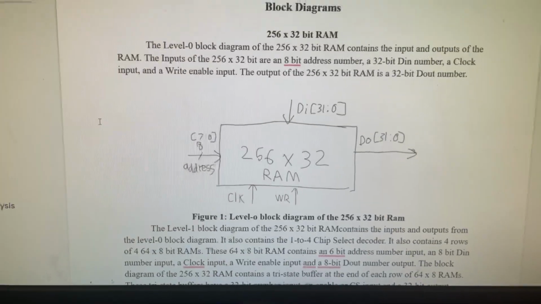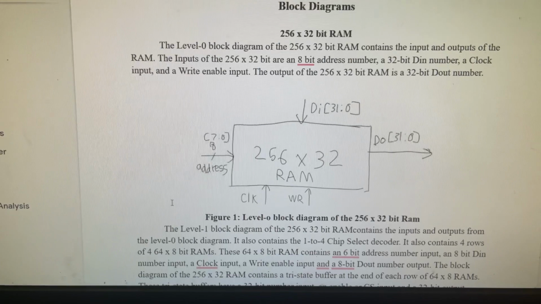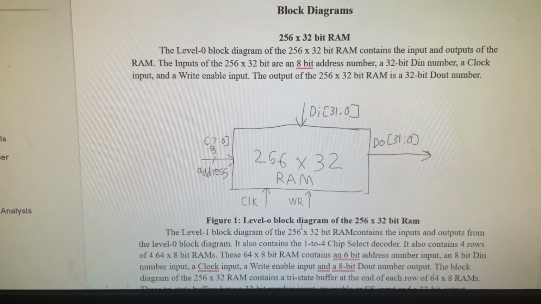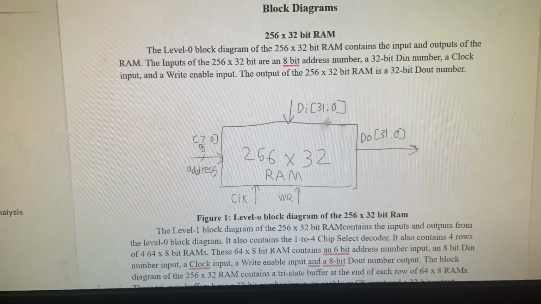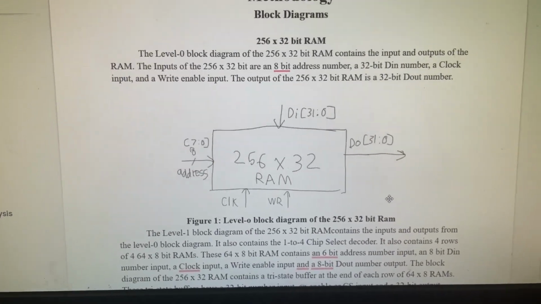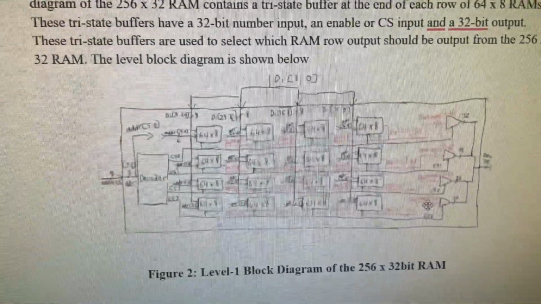So, looking at the first level 0 block diagram, we can see that we're going to need 8 bits of an input address, we're going to need a clock, we're going to need a write read, we're going to need a 32-bit input, and we are going to provide a 32-bit output. So to create this, we have to look a little bit deeper at our level 1 block diagram.